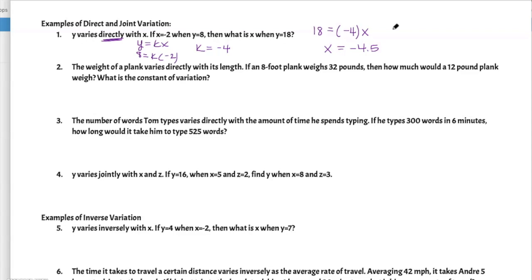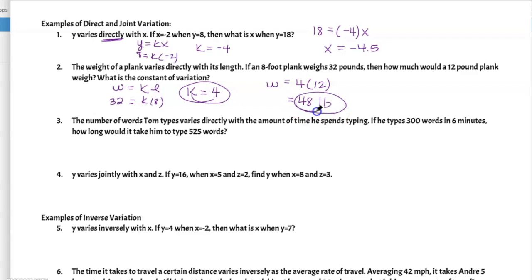The weight of a plank varies directly with its length. So again, we can use some different variables. The weight varies directly with its length. If an 8-foot plank, so that's the length, so we plug that in for L, weighs 32 pounds, so our weight gets plugged in for W, then how much would a 12-foot plank weigh? And what is the constant of variation? So we're going to solve for the constant of variation with the equation that we set up. Divide both sides by 8, which means that k is equal to 4. So if I have a 12-foot plank, we plug in the k, we plug in the length, multiply those together, and that tells me that it is going to be 48 pounds.